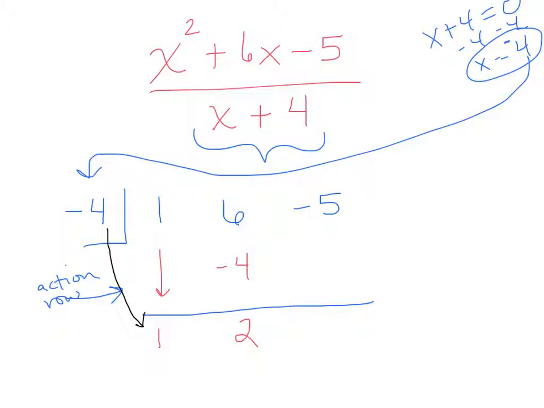Now you do the multiply step again. Negative 4 times 2 is negative 8. That goes in the next column. Add those two together, and you're done with the problem. But you have to know how to write your answer. You have to put it back together, so I have to put the x's back in.